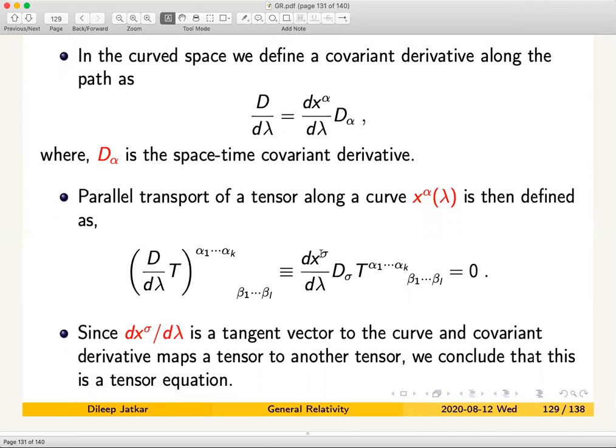As I said, dx sigma by d lambda is of course a vector, a tangent vector to the curve parameterized by lambda, and therefore this is already a tensorial quantity, a rank 1 tensor. And this piece is a covariant derivative of a tensor, and therefore is still a tensor. So therefore this entire equation is a tensor equation. If it is shown to be 0 in one coordinate system, then we are guaranteed that it will be 0 in all other coordinate systems which are related to this coordinate system by general coordinate transformations.